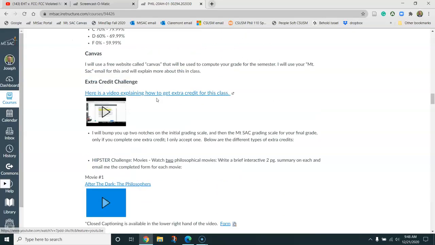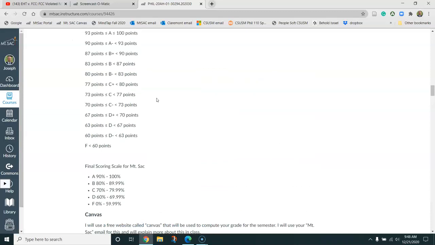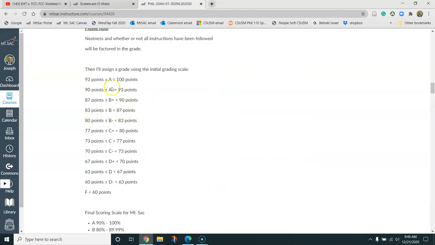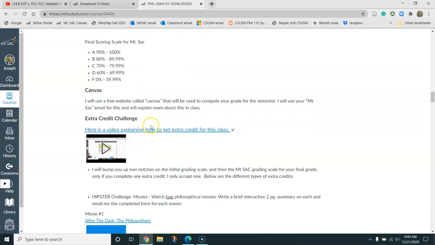So you can only do 1 extra credit option if you choose to do it. And if you do extra credit, I bump you 2 notches on this scale. So in other words, if you got a B, right? If you landed in this area and you do extra credit, I will bump you up 2. So 1, 2, which is an A minus, which is an A. Again, I explain all this in this video.